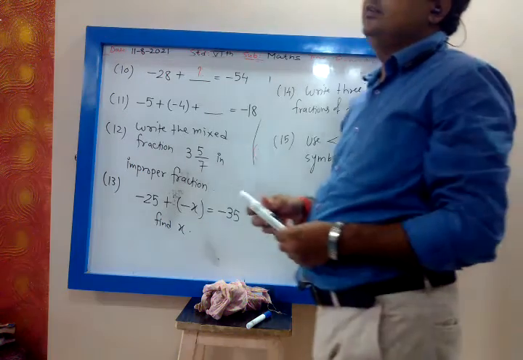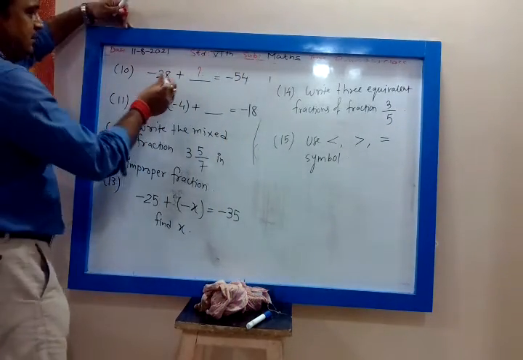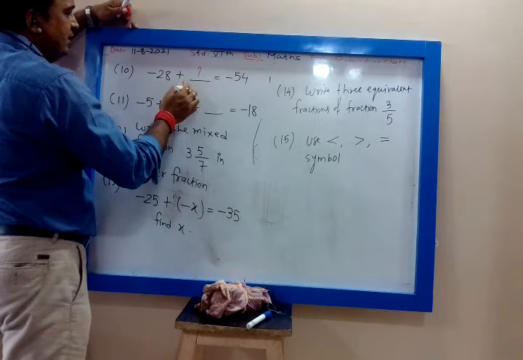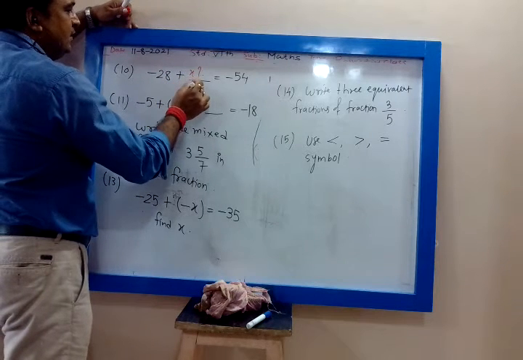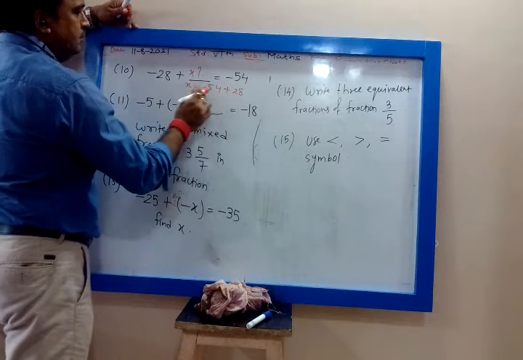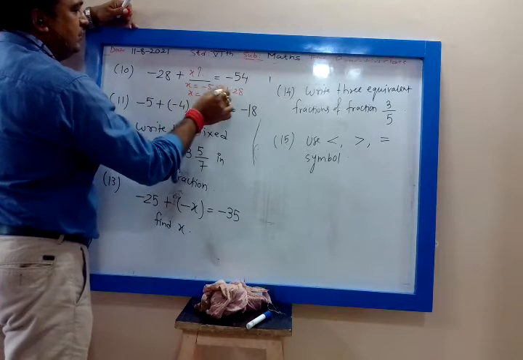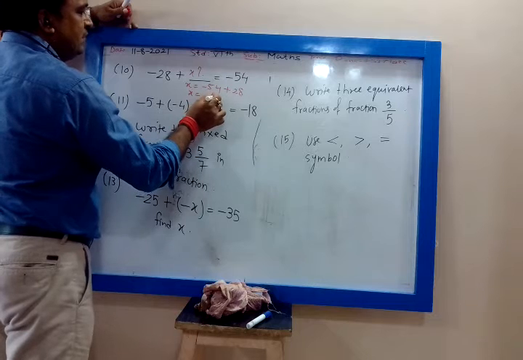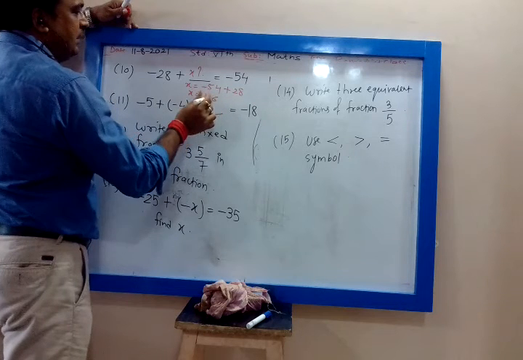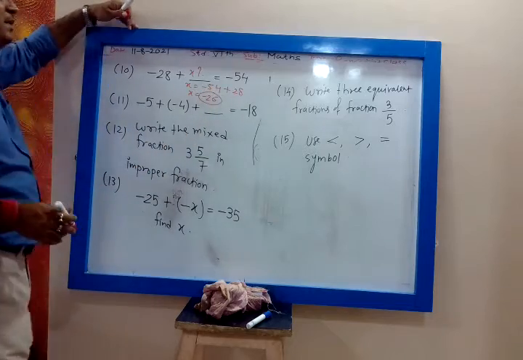Minus 26. Very good. Minus 26 is the answer, my dear. Because this is my x, so x will be minus 54 plus 28. Minus and plus, opposite sign. Opposite sign you have to subtract. 54 minus 28 is 26. But which number is bigger? Minus 54. So minus 26 is the answer.